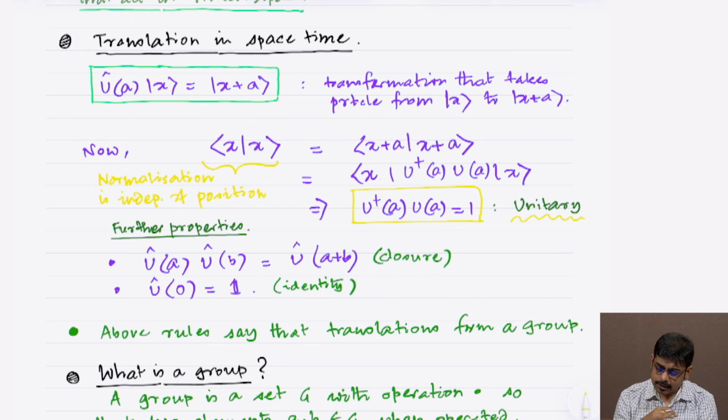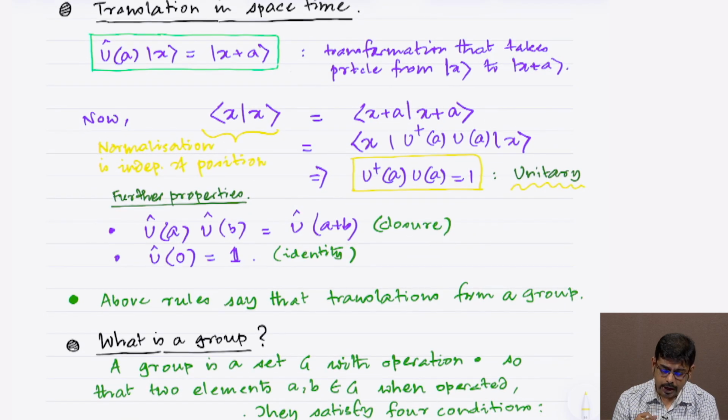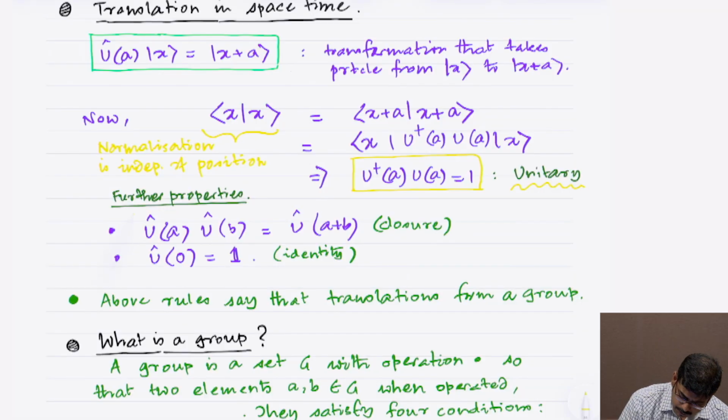Now, it is not very difficult, but we can also see that there are some other properties that they follow. If you translate the position by A and then by B, it is equivalent to making the translation by an amount A plus B. So, you can say that the successive operation of U A and U B is equal to U of A plus B, and this is sometimes referred to as the closure property.